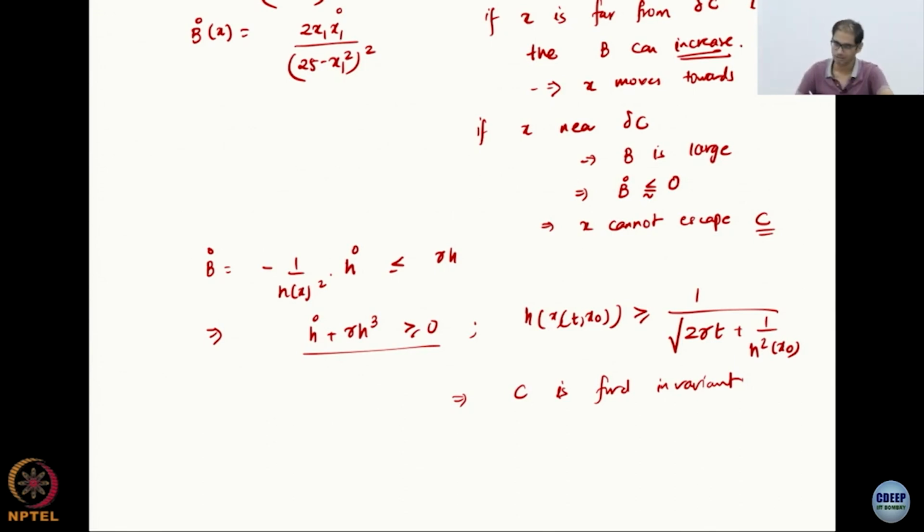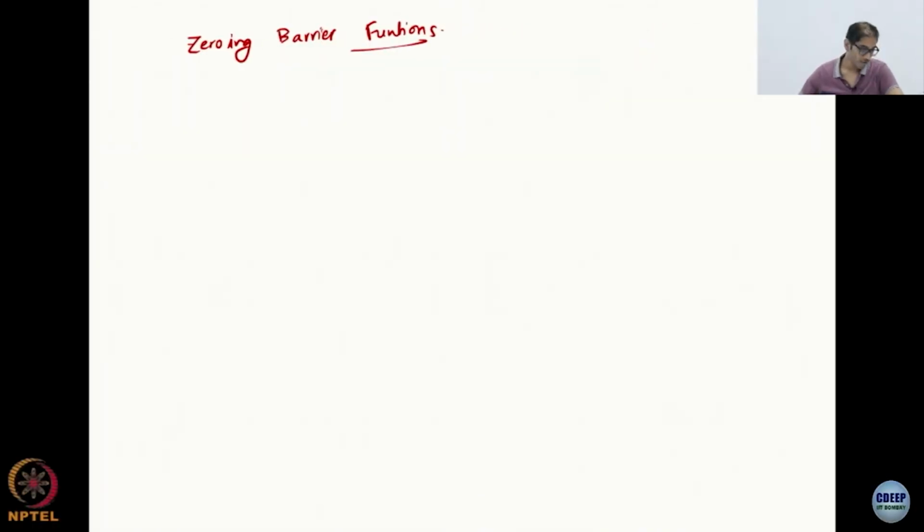All right. Zeroing barrier functions. This is a little bit more advanced, right? Not much. So, sort of the final notion. I'll take a few more minutes and we'll be done.